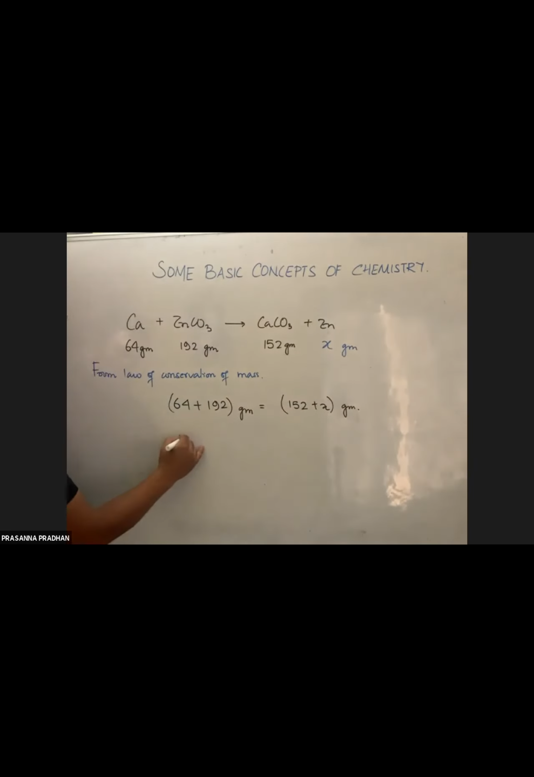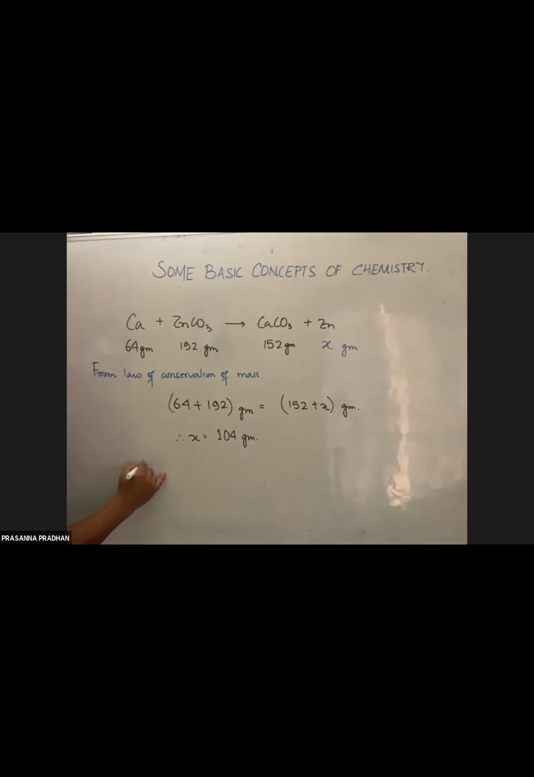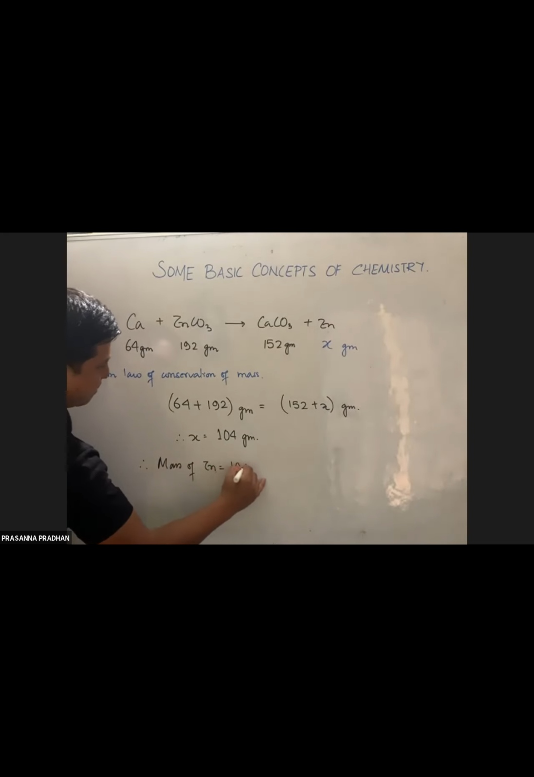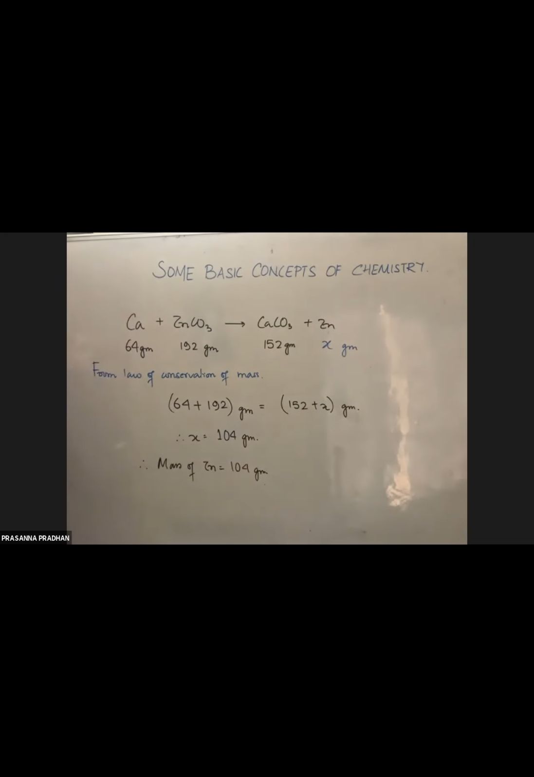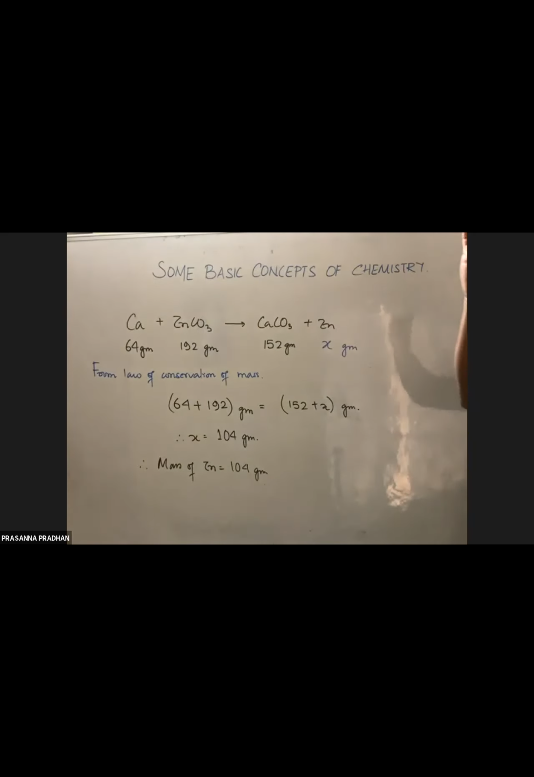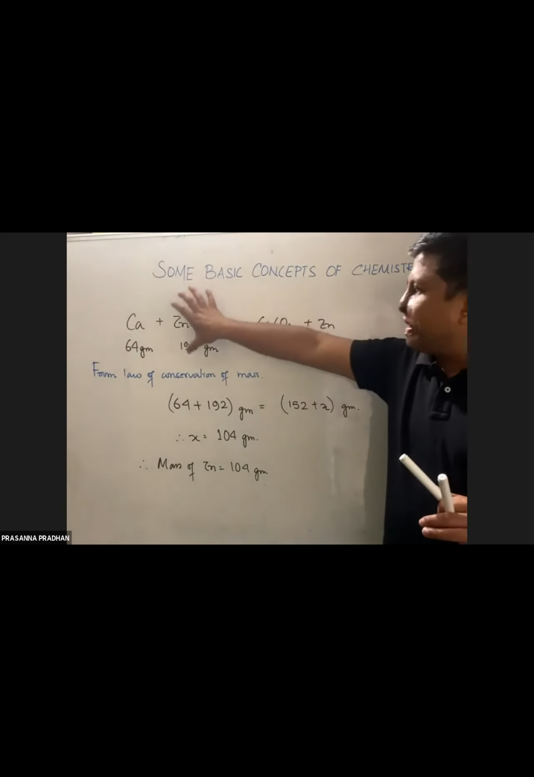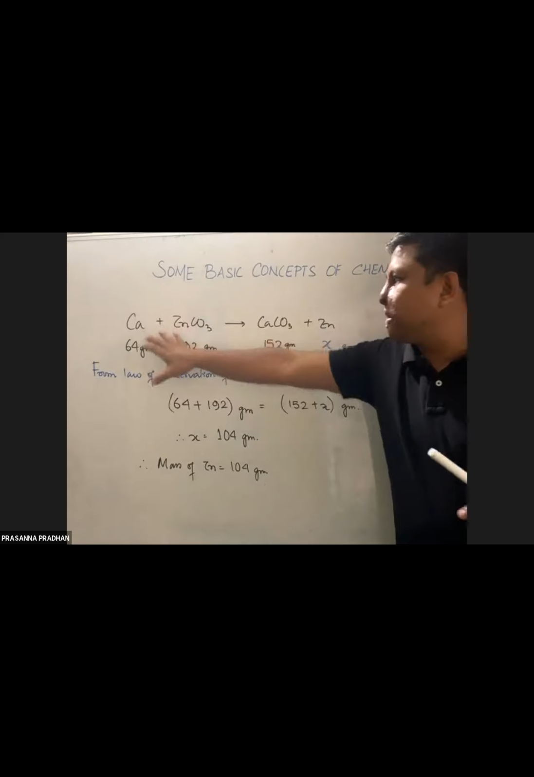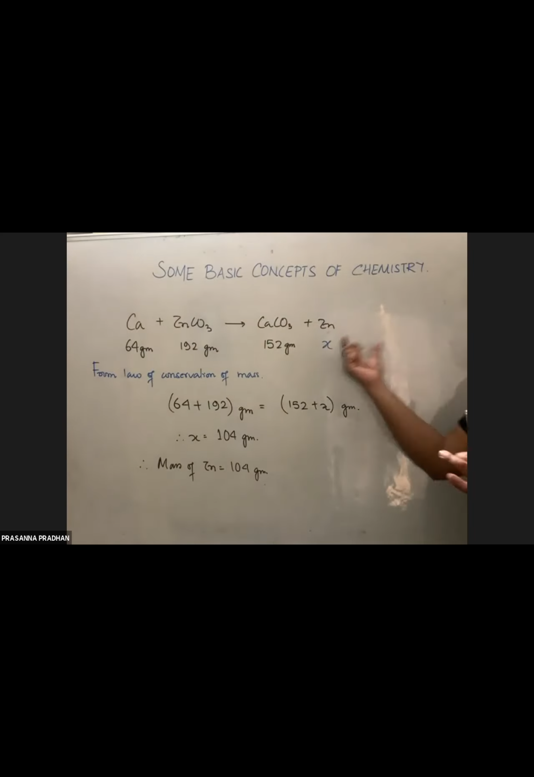So we can therefore find out the value of x. Yes, what answer did you get? Yes, help me out. 104. 104 gram. So therefore, the mass of zinc is equal to 104 gram. So we can easily predict the amount of a product formed, or the amount of a reactant consumed, provided the other quantities are known. With only one unknown, we can easily find out that unknown quantity.